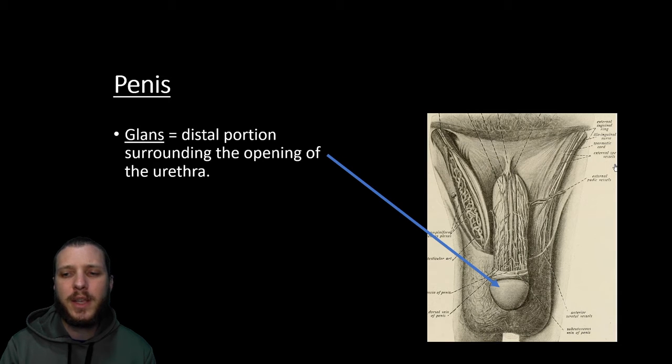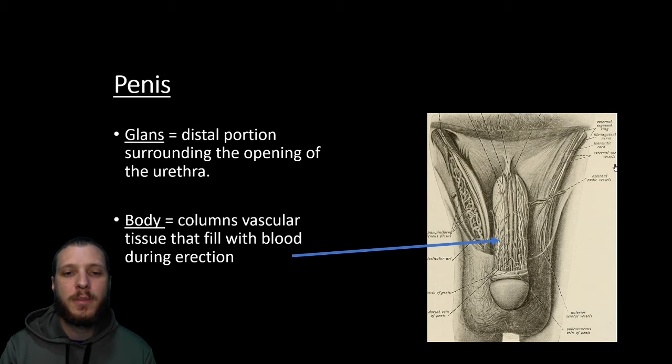And then looking at the penis, it's fairly simple. The distal end is going to be known as the glans, an extra sensitive area. And then the rest of the body of the penis makes up everything else. This is where you have columns of vascular tissue that fill with blood and cause the erection. So if you didn't know, there's no bone inside the penis that makes it hard. It's all flow of blood that creates an erection.